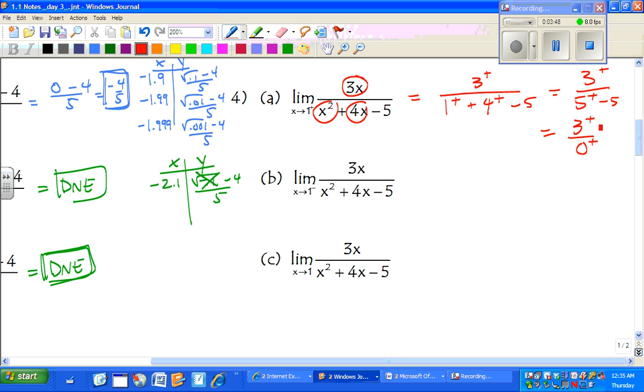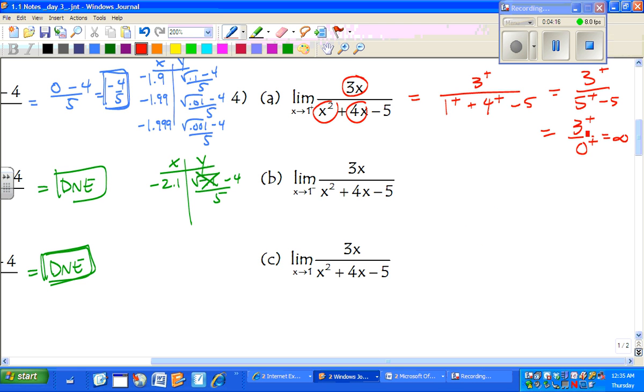So what happens here? What's our limit as x approaches 1 from the right? This is getting closer and closer to 3, but this one's getting closer and closer to 0. So if we divide by a small number that keeps getting smaller and smaller, this whole thing altogether keeps getting bigger and bigger. So this is going to approach infinity.